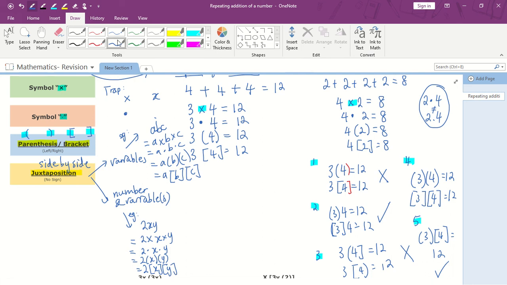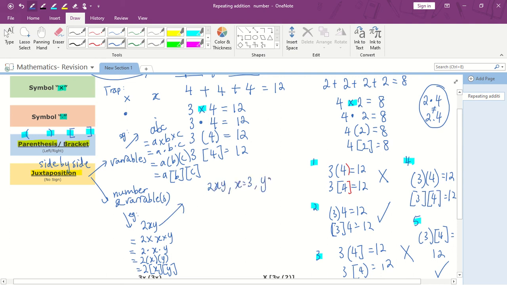In SM, usually it will come out with this one: 2xy, where x is equal to 3, y is equal to 4. So now, find the value of 2xy when x is equal to 3, y is equal to 4. Remember, 2xy means 2 times x times y. So you can substitute 3 in x, substitute 4 in y. So it will be 2 times 3 times 4. 2 times 3 is equal to 6, times 4 is equal to 24.